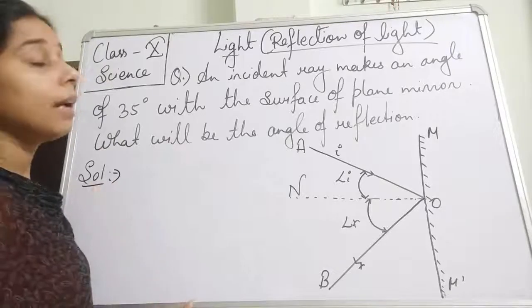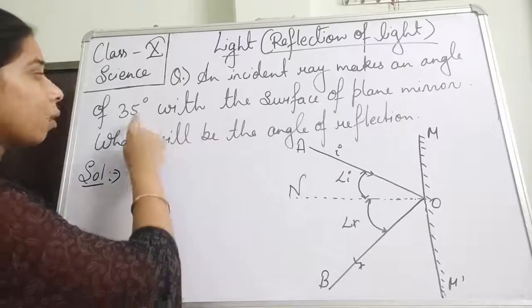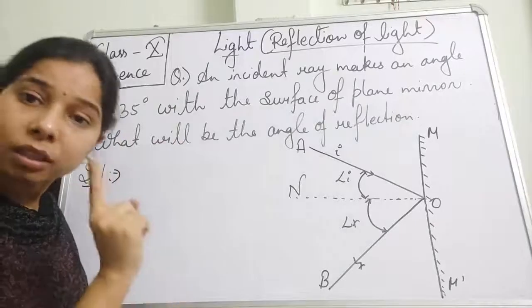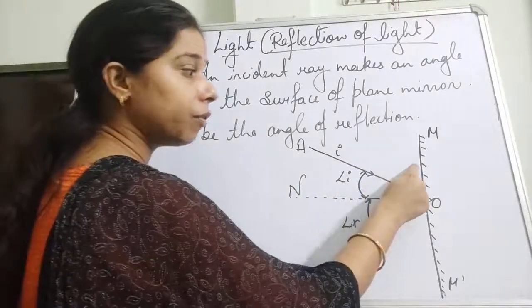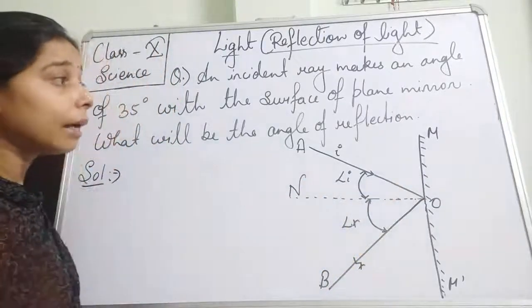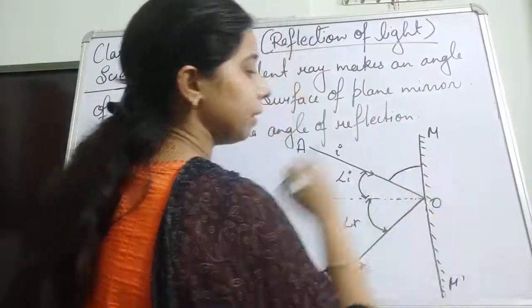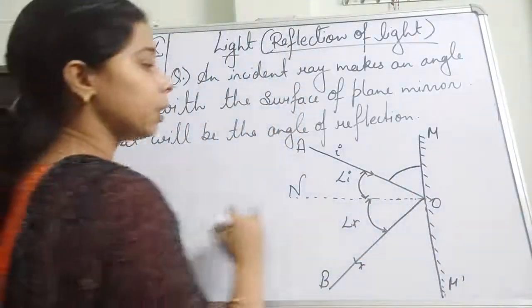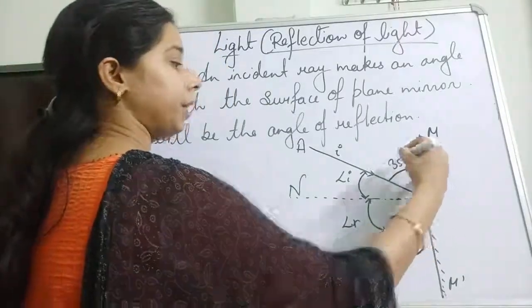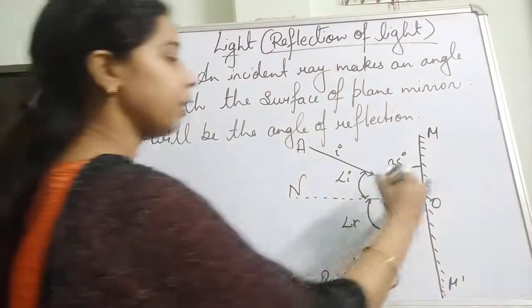The question is that an incident ray is there. This incident ray makes an angle of 35 degrees with the surface of the plane mirror. So it is not making the angle with the normal, but it is making the angle with the surface of the mirror. So this is the surface and this is the incident ray. The angle made by the incident ray with the surface will be equal to 35 degrees.